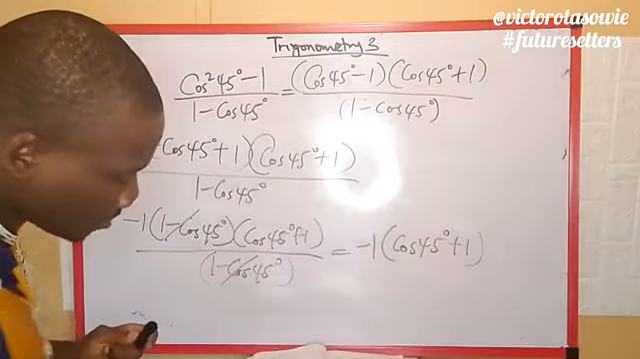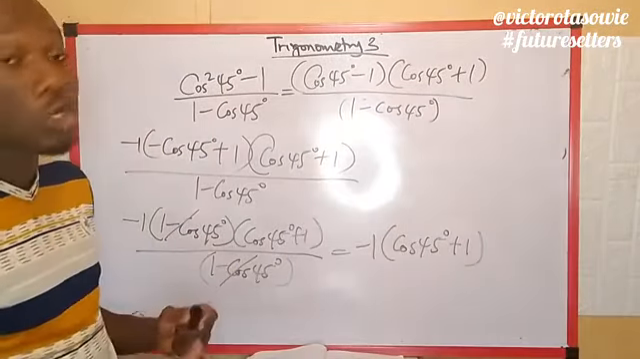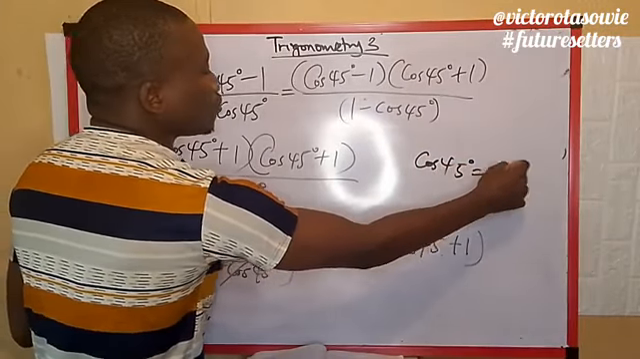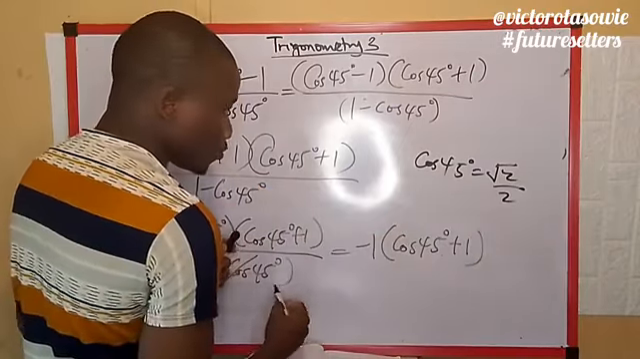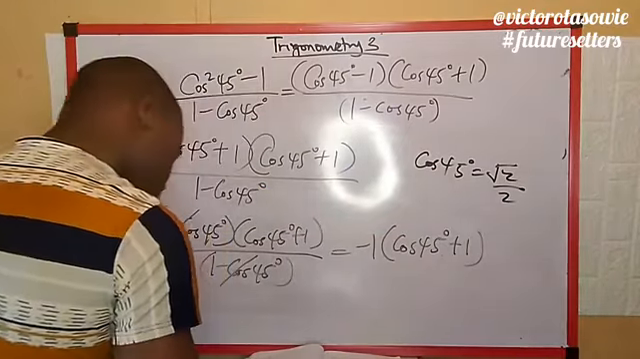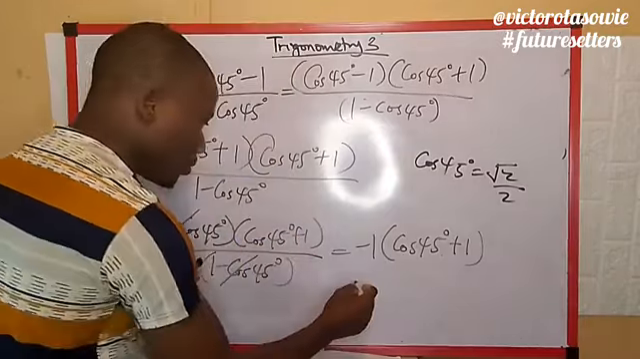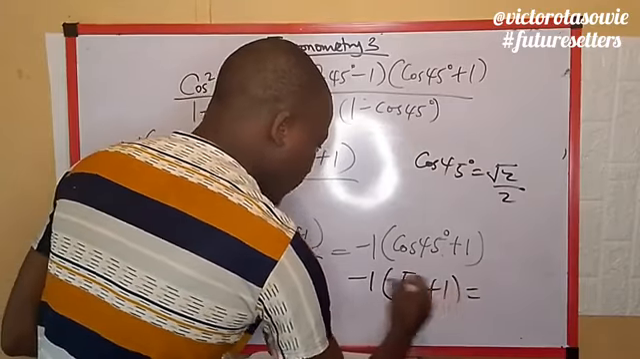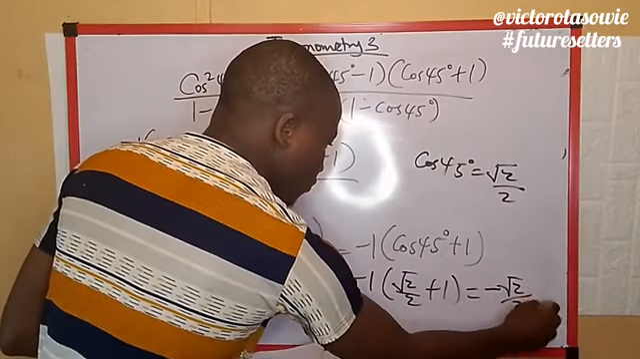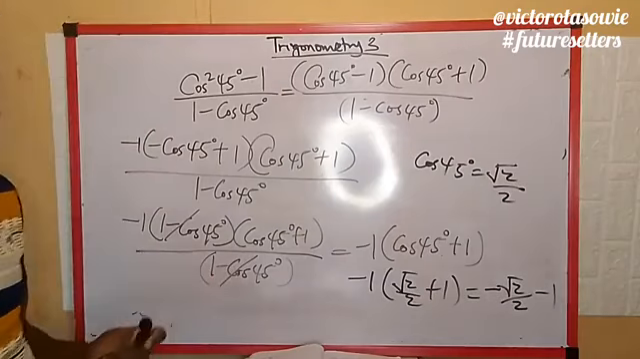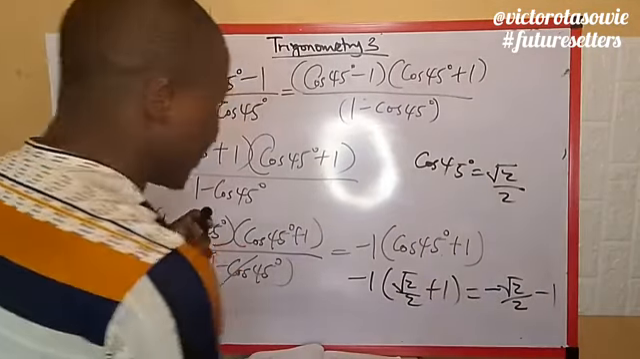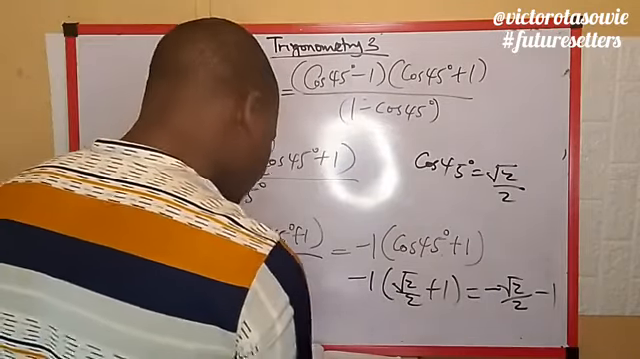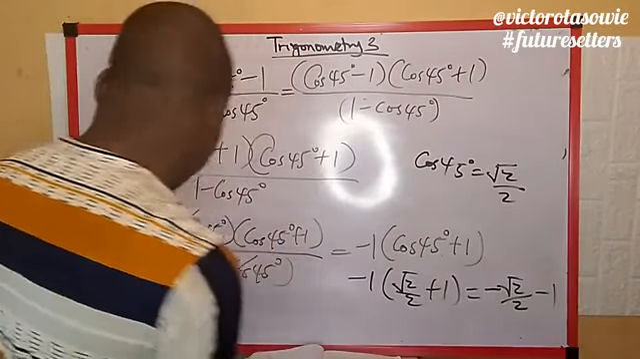Now we've gotten to this level, but we are not done yet. What you need to remember is, what's cos 45 degrees? We are all aware that cos 45 degrees is equal to root 2 over 2. So from there we now simplify and write root 2 over 2 plus 1. And this will give us, open the bracket, minus root 2 over 2 minus 1. And that will be our final answer. So our final answer is minus root 2 over 2 minus 1. So that is it.